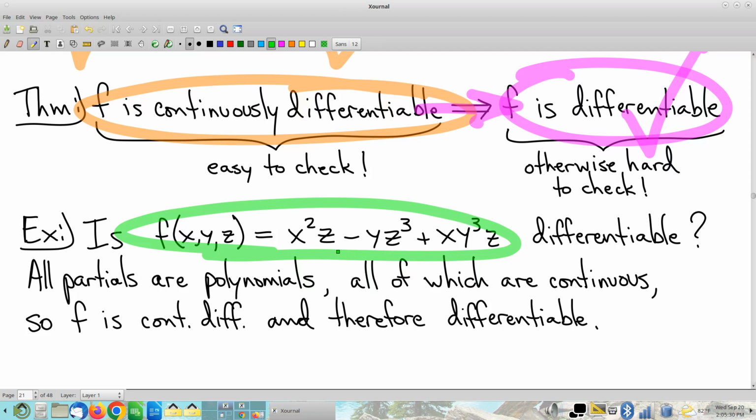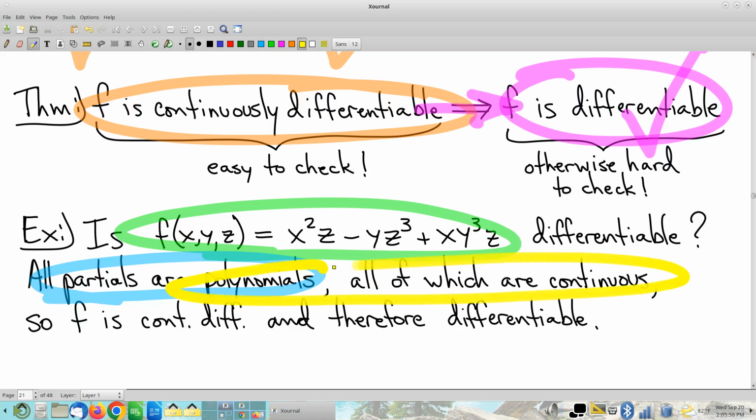Nope. Let's come at it from the point of view of continuous differentiability. The partials are really easy to find. They're clearly going to all be polynomials, right? So super easy. You don't even have to compute them. They're obviously all going to be polynomials. Totally fine. Next, we note all polynomials are continuous.